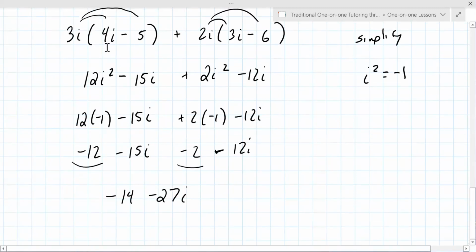Any questions on this? Because I like to give you one to try before we move to division. That's the harder one. No questions. Okay, so let me have you try one here. Minus 3i times 4i plus 1, plus 6i times 3 minus 2i.